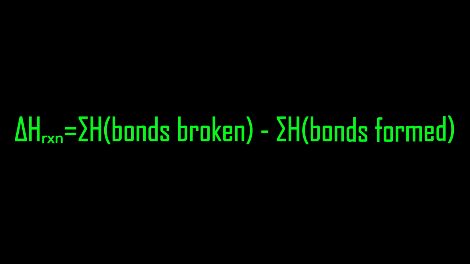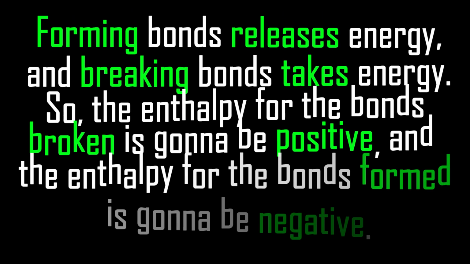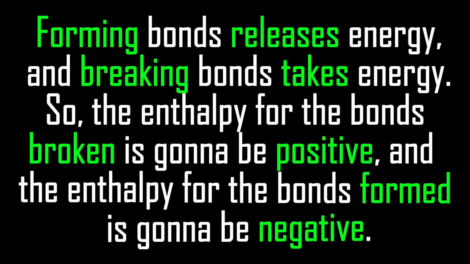You can calculate the enthalpy of a reaction by taking the sum of the enthalpies of all the bonds broken and subtracting the sum of the enthalpies of all the bonds formed. The reason we subtract bonds formed from bonds broken is that forming bonds releases energy and breaking bonds takes energy. So, the enthalpy for bonds broken is going to be positive, and the enthalpy for the bonds formed is going to be negative. In these types of problems, the question will usually give you all the bond energies for the different bonds in a chemical reaction.